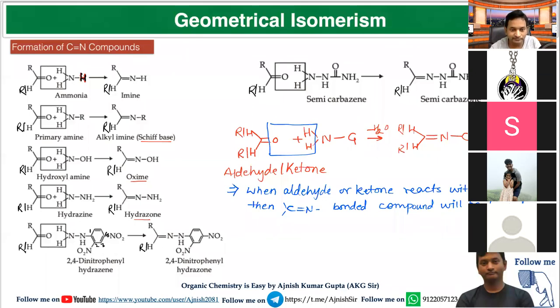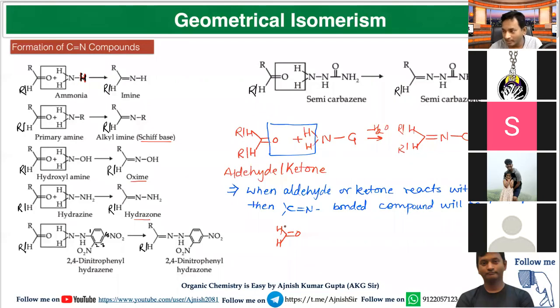Is it clear to everyone? Yes, sir. Now, important thing, try to understand. What type of question will be coming from geometrical isomerism? If this aldehyde or ketone is symmetrical, that means this is H, this is H, so the aldehyde is formaldehyde. Only one aldehyde is symmetrical, which is called formaldehyde.